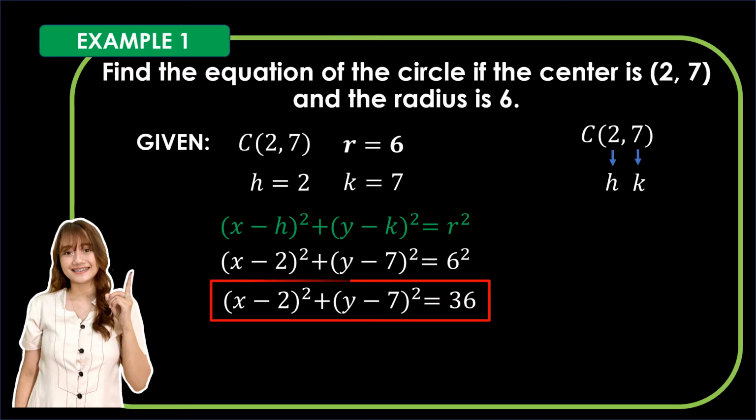So, the equation of the circle is the quantity x minus 2 squared plus the quantity y minus 7 squared equals 36.